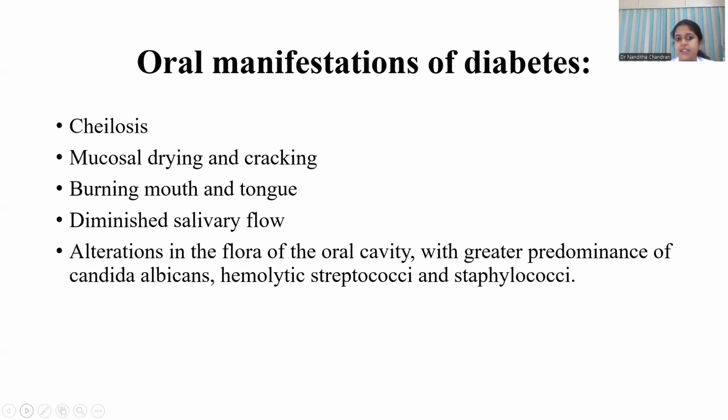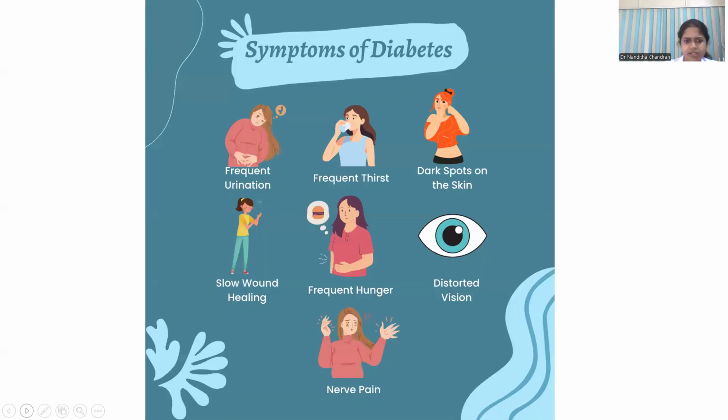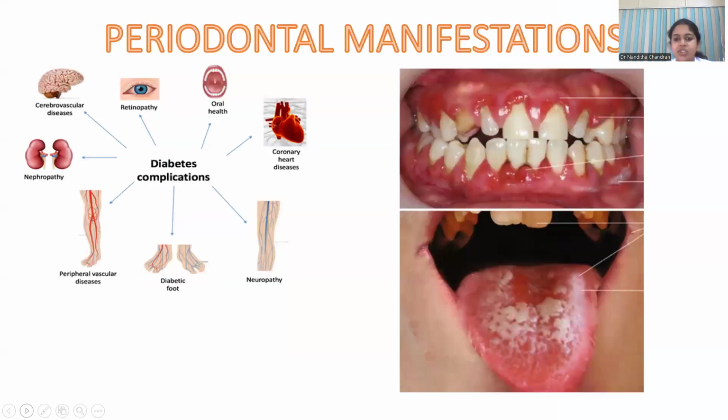Coming to the periodontal findings. Why are periodontal changes seen in diabetes? What changes do you see? I've already mentioned the oral symptoms. Other than that, important symptoms in a diabetic patient are polydipsia, polyuria, and polyphagia. Polydipsia means increased thirst. Polyuria means increased excretion of urine. And polyphagia is increased hunger. These are very important, polydipsia, polyuria, and polyphagia, seen in a diabetic patient. Other than that, you have delayed wound healing, etc. All these other symptoms. So we'll again move on to the periodontal manifestation.